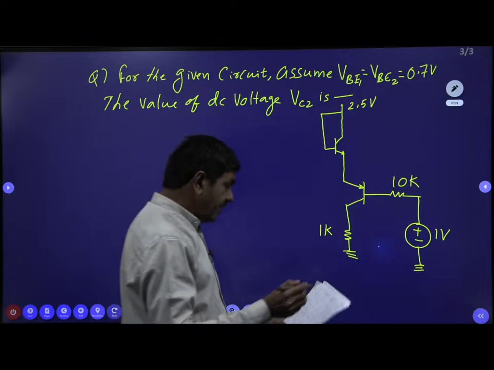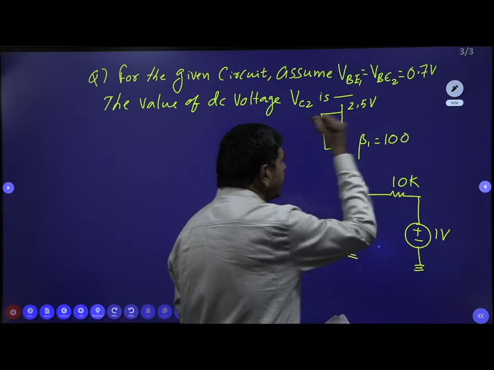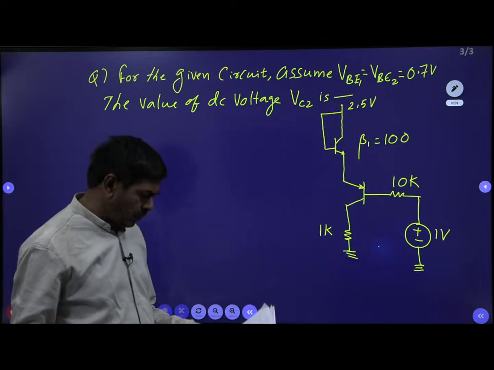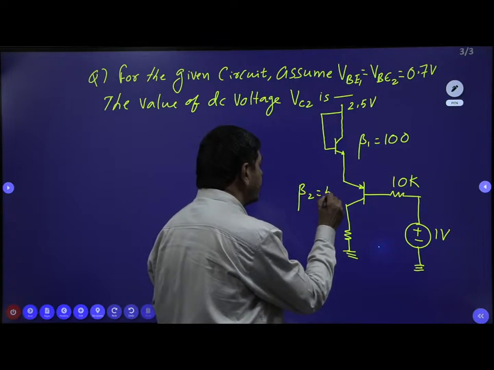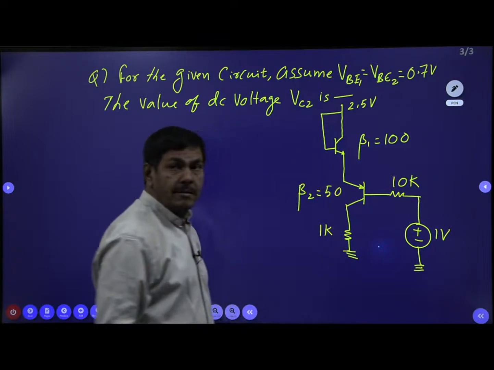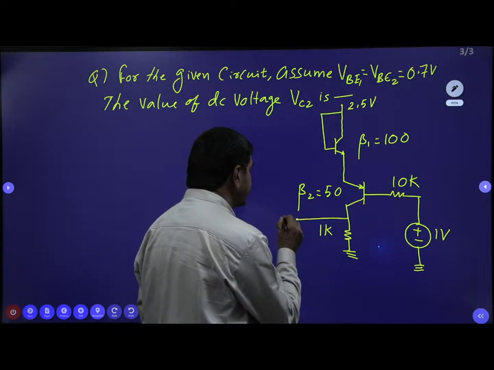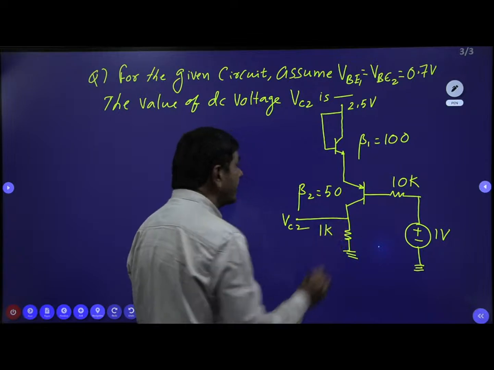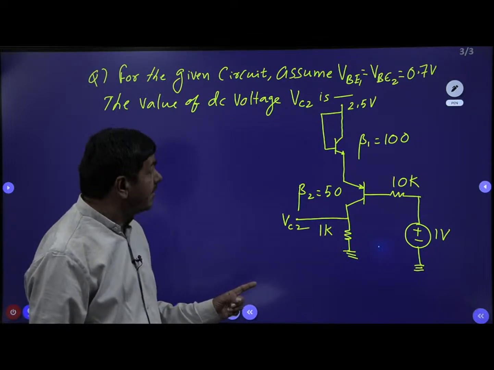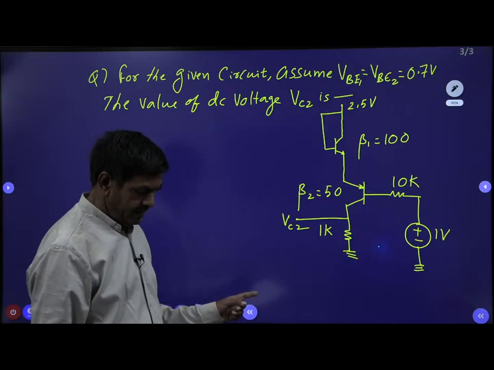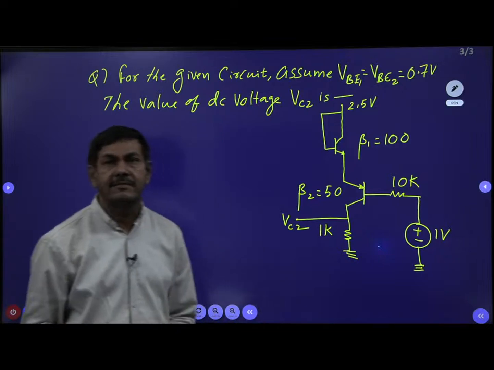Here beta 1 is given as 100, and beta 2 is given as 50. But he is asking to find VC2. VC2 is nothing but this voltage. Let me check the values at first: 2.5, beta 100, 10K, and also 1 volt, 50 and 1K. Yes, this is the given problem.